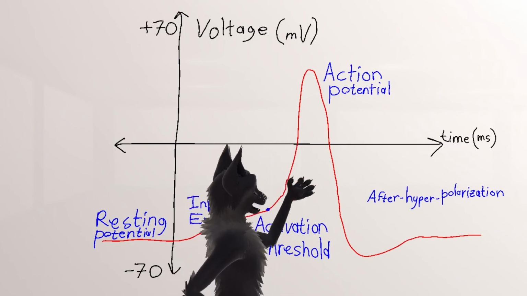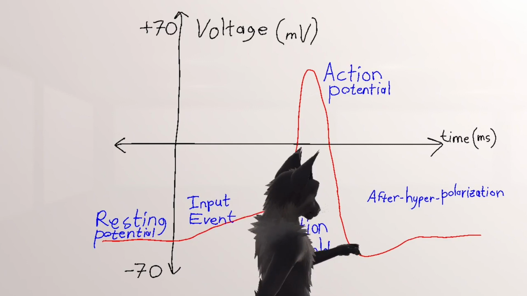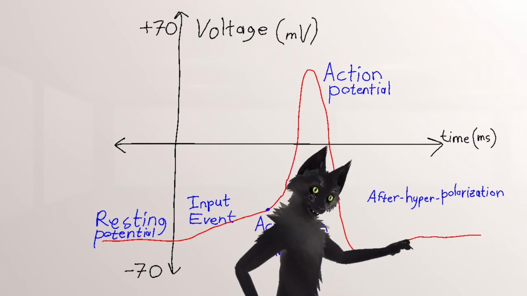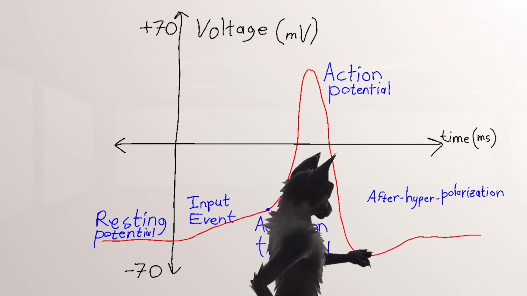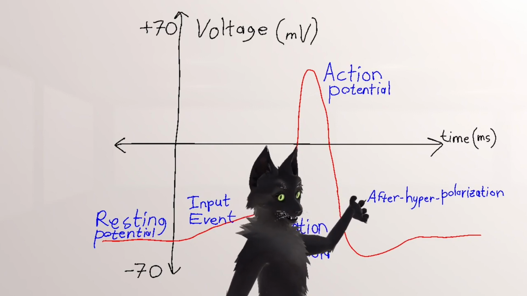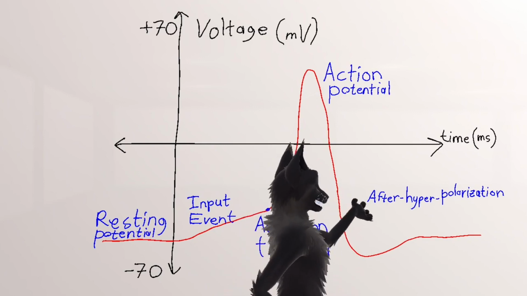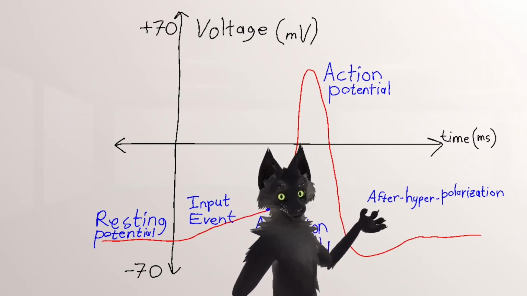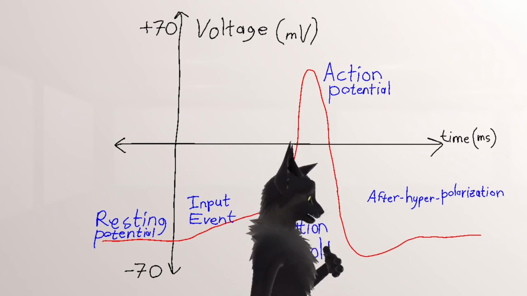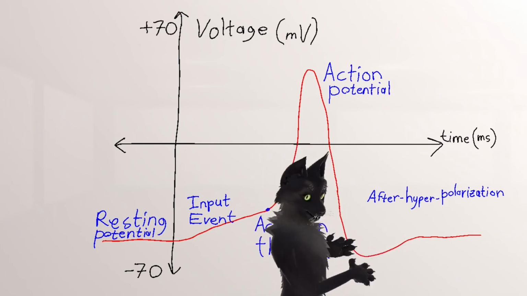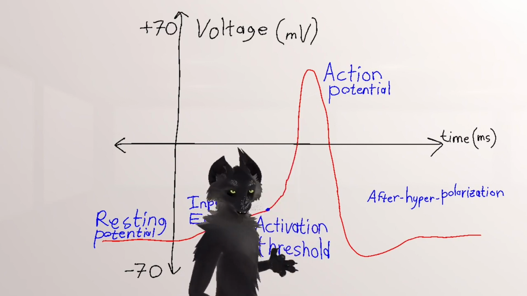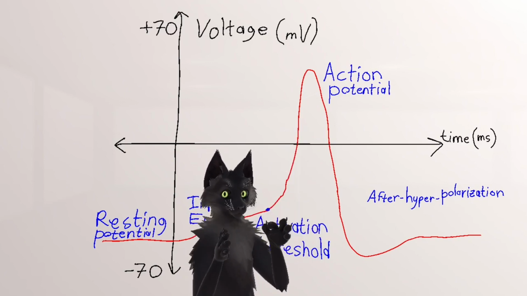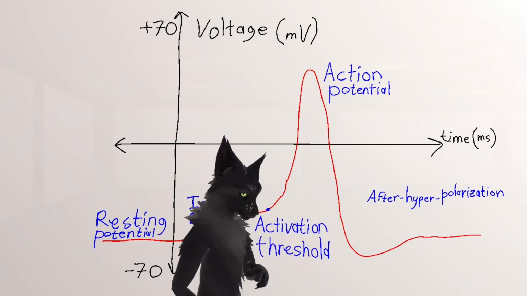And then after the action potential, there's a period of about 5 to 10 milliseconds where the voltage in the neuron has been driven into a very negative state. This is known as the after hyperpolarization. And what this does is it prevents the neuron from firing another action potential for a few milliseconds. These action potentials are all or nothing events. They're essentially a binary pulse of electricity.